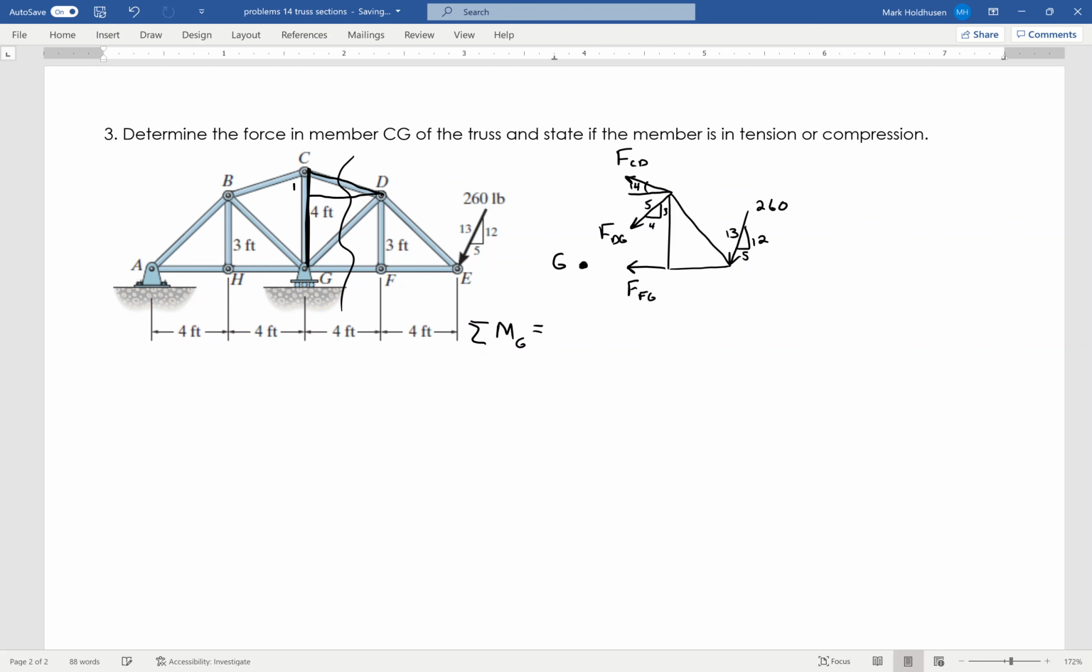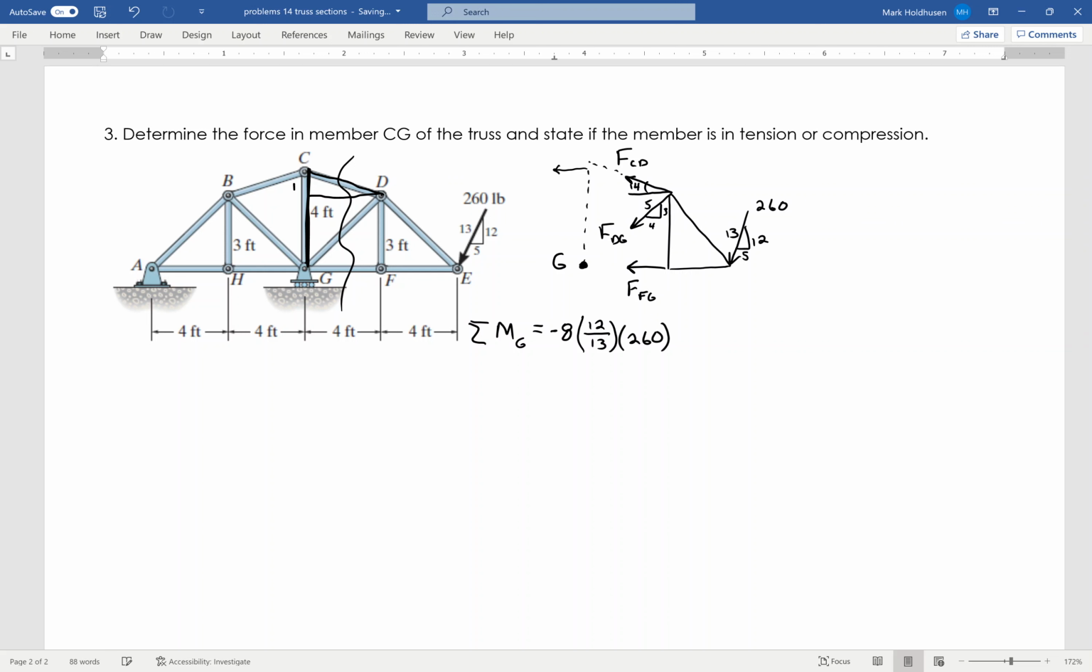Okay, so I'm going to take the moments about G. Okay, I'll start with my known force. That's 8 feet away. That's creating a negative moment, and that's a horizontal distance. So I only care about the vertical component, which is going to be 12/13 times the 260. Okay, now again, the only other moment that I get here is FCD. Okay, and what I'm going to do here is I'm going to take this vertical distance right here, which is 4 feet up.